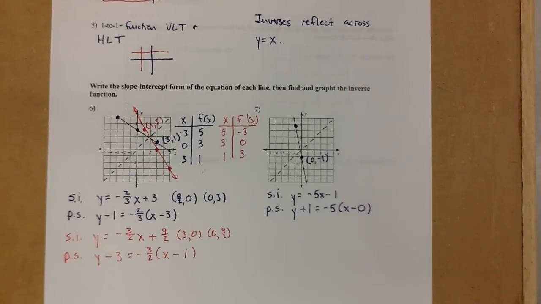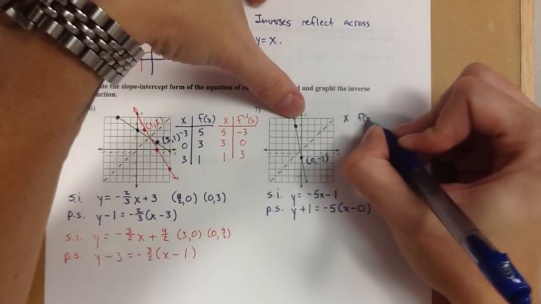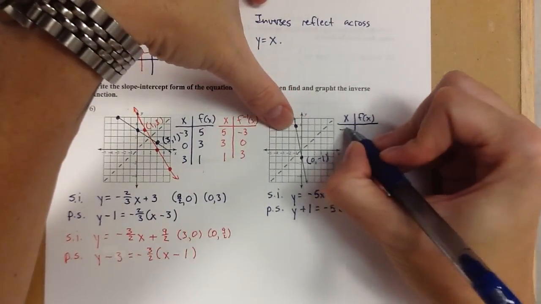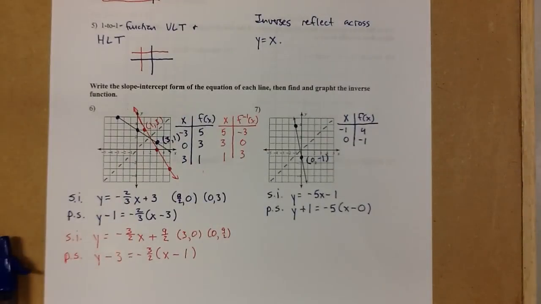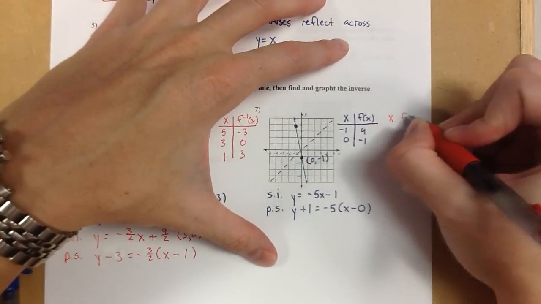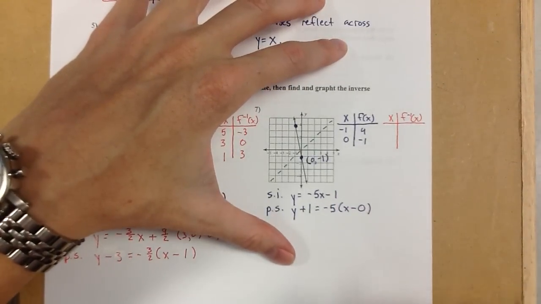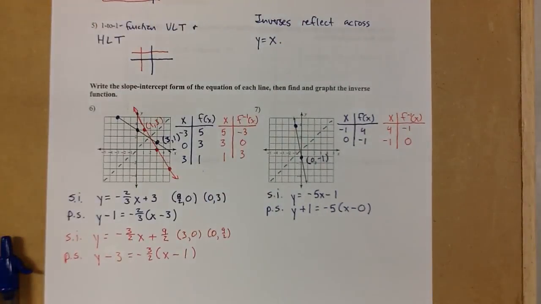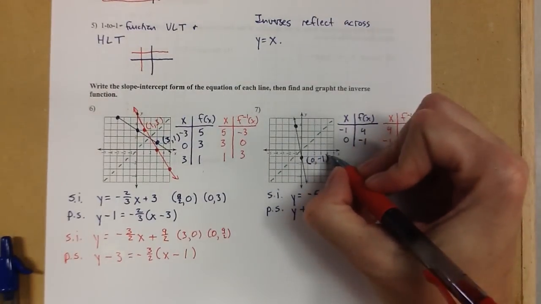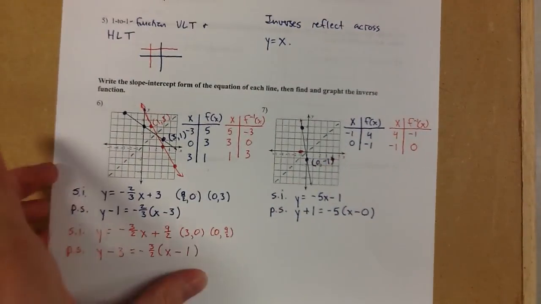What's the next thing I did? Made a table. Okay, so we're only going to have 2 numbers now. So x and f of x, that's my original function. So I have negative 1 and 0, 4 and negative 1. So that is my original. Then we have our inverse. Okay, so switch your x and your y. So x's and y's switch. 4, negative 1, negative 1, 0. So we're going to graph those points. So 4, negative 1, negative 1, 0.